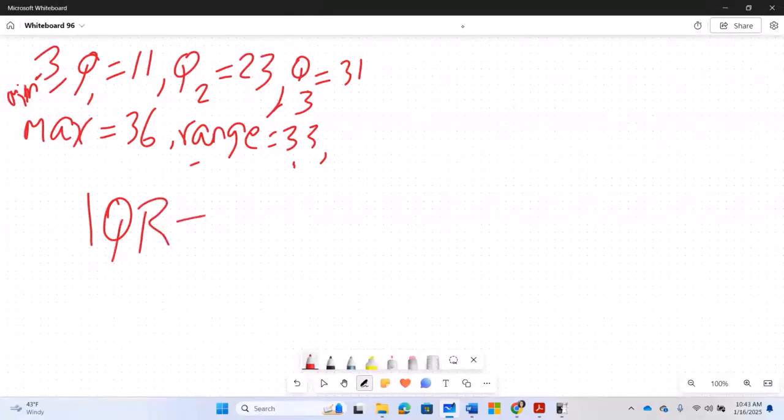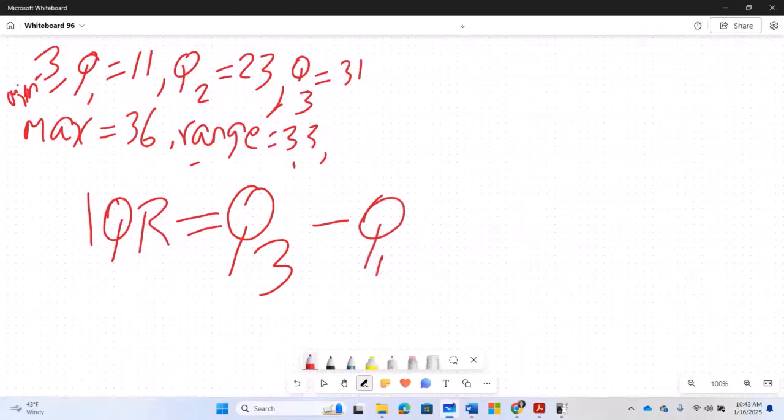IQR, which is interquartile range, what does it mean? It means find the difference between the third quartile and the first quartile. That's what is called the interquartile range. So what is the third quartile? 31. What is the first quartile? 11. Therefore, what is the interquartile range? 20. I hope you agree.